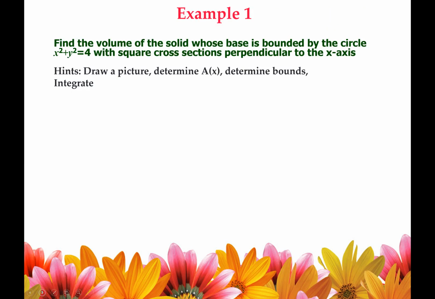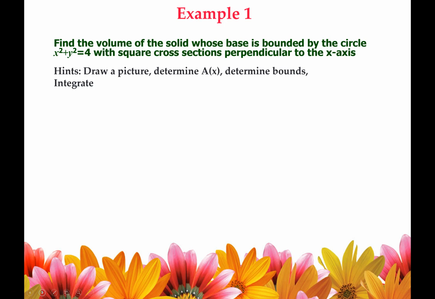So here's our first problem. Find the volume of a solid whose base is bounded by a circle, x squared plus y squared equals 4. And now we have cross sections that are squares, and these squares are going to be perpendicular to the x-axis.